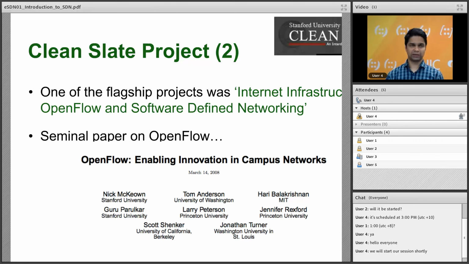I have this screenshot. Have a quick look and see. This paper was mostly initiated and submitted by academics, not by operators or vendors.